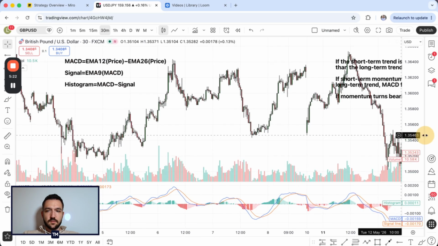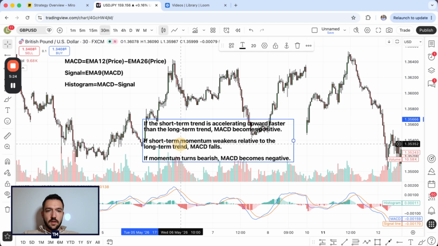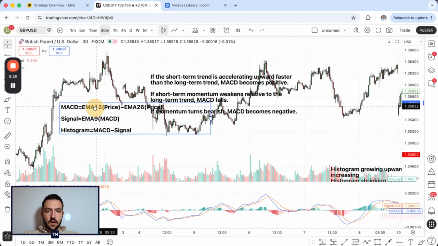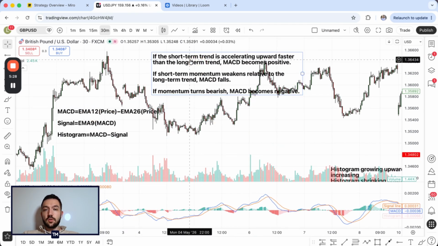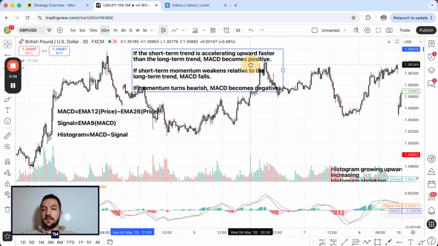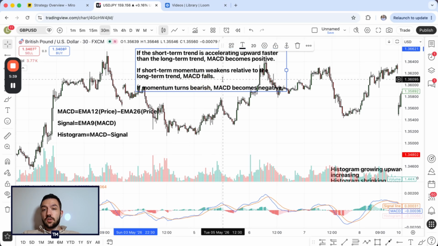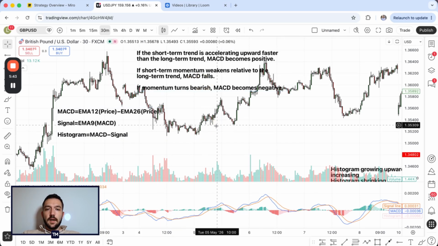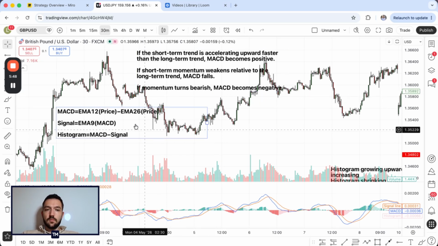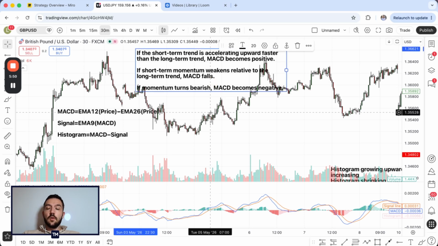So let's see, I have some notes right here. This is regarding the actual calculation of the MACD. If short-term trend is accelerating upward faster than the long-term trend, MACD becomes positive. And this is exactly what we said about the MACD. If short-term trend weakens relative to the long-term trend, MACD falls. If momentum turns bearish, MACD becomes negative. So this is how MACD is kind of following the price, but also the momentum.